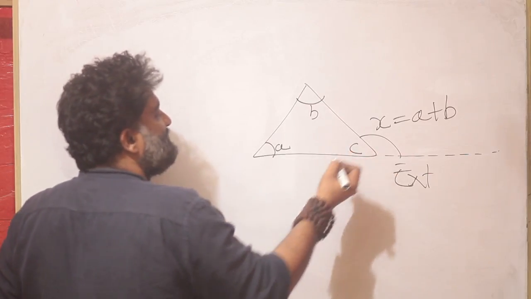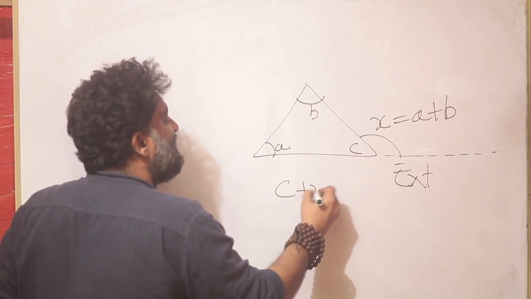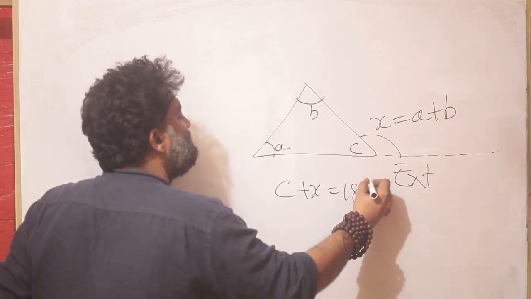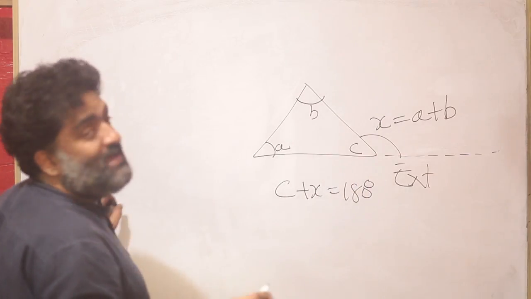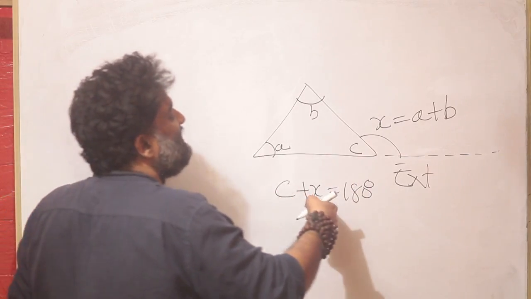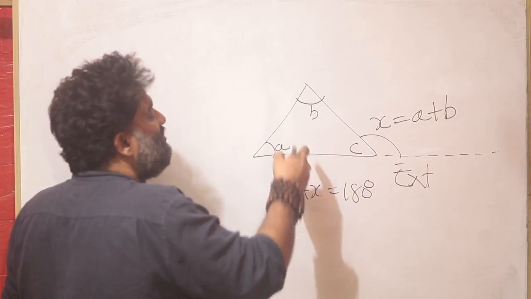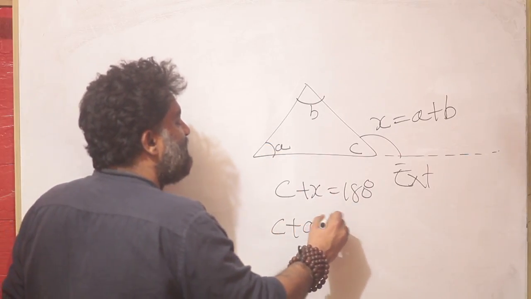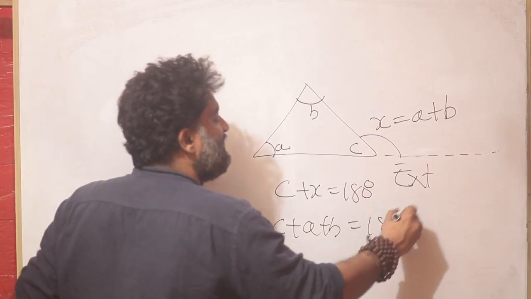Let's say this angle was C. So you know C plus X is equal to 180 degrees. This time I won't even have to draw a parallel line or anything. C plus X is equal to 180. And I also see that C plus A plus B is equal to 180 degrees.